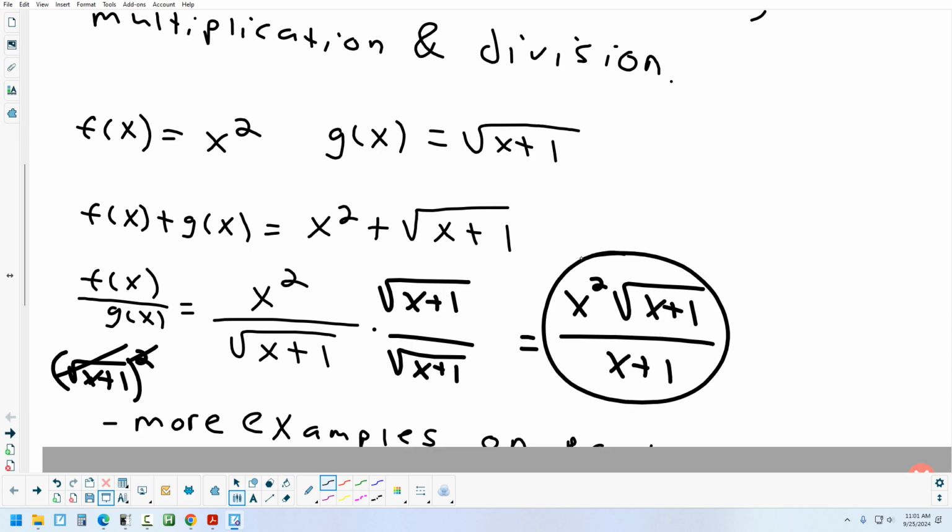So when you combine two functions by dividing them, if the bottom one had a square root in it, a lot of times we've got to fix that so it doesn't end up in the bottom. Okay? And that's how you fix it.